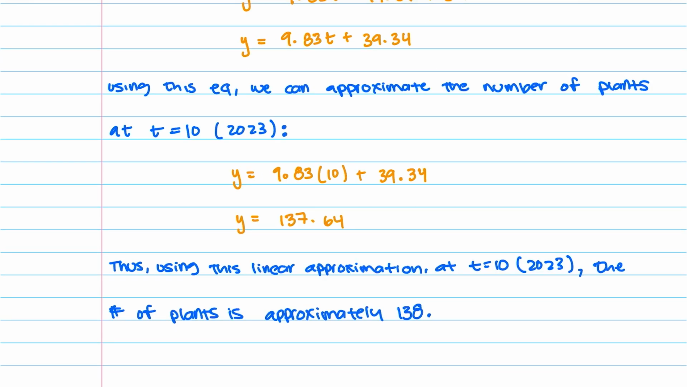And so by using this linear approximation, at t is equal to 10, which is a representation of the year 2023, the number of plants is approximately 138, our final answer.